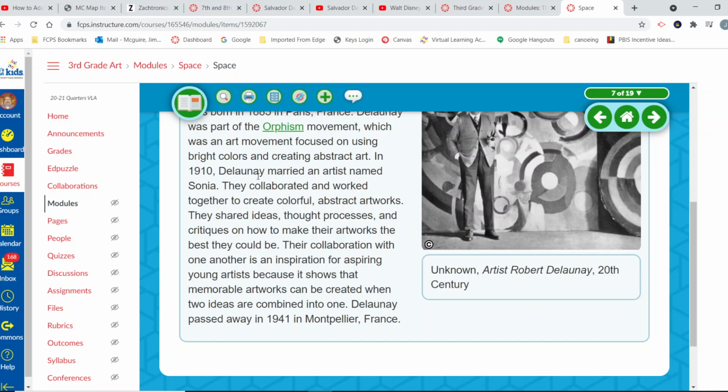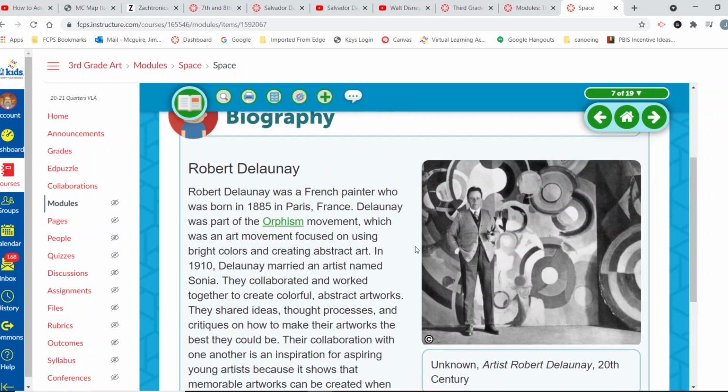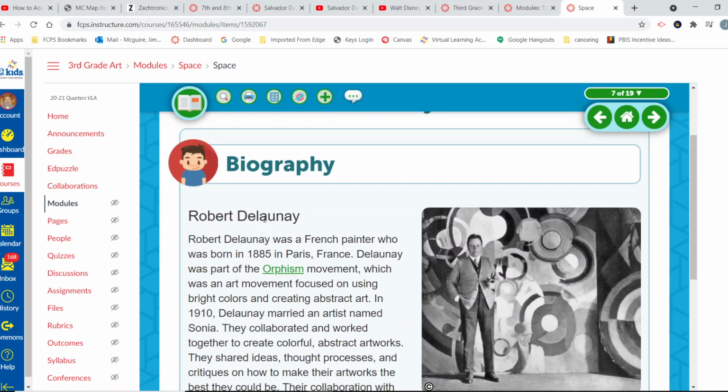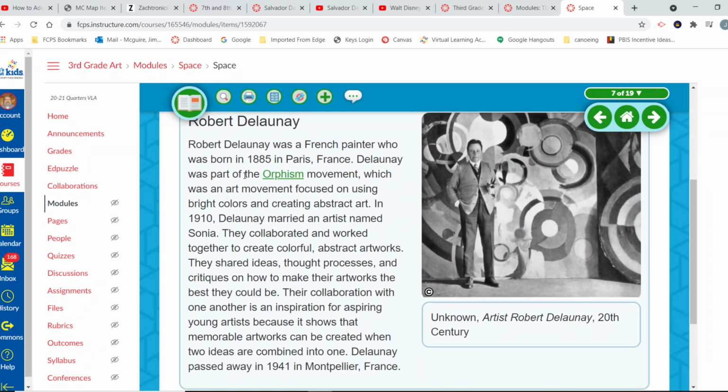In 1910, he married an artist named Sonia. They collaborated on these big, colorful works of art. They shared their ideas and developed critiques to help them become the best artists they could be. Your attendance artist today, Robert Delaunay. I'm going to leave that there just for a second. You can write that down. Robert Delaunay.